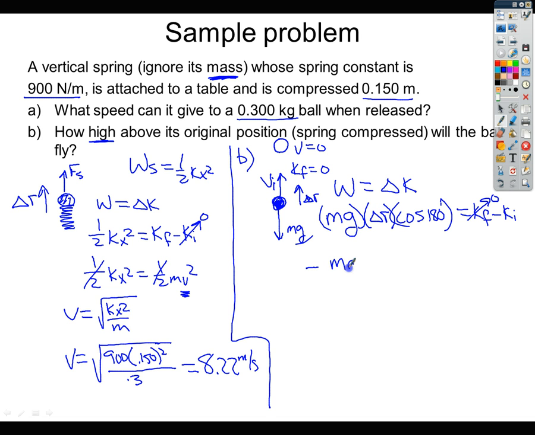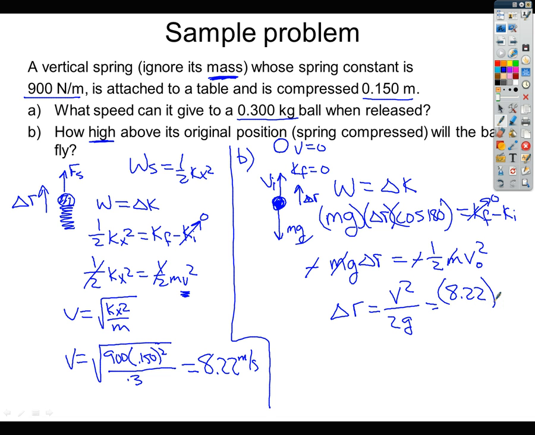We go ahead and put in our mg delta r, and that should be equal to negative 1/2 mv, and that's the original speed, squared. At this point, we notice that our negatives cross off and our masses also cross off. We are left with the equation: the change in displacement is equal to v squared over 2 times g. Let's plug everything in. That would be 8.22, the speed of the ball when it left, squared, over 2 times 10. And when you get done, we should end up with our answer.